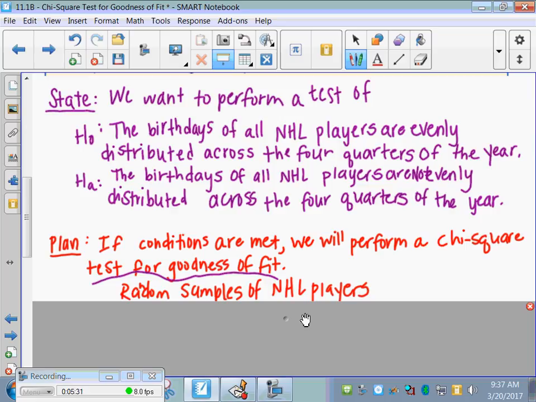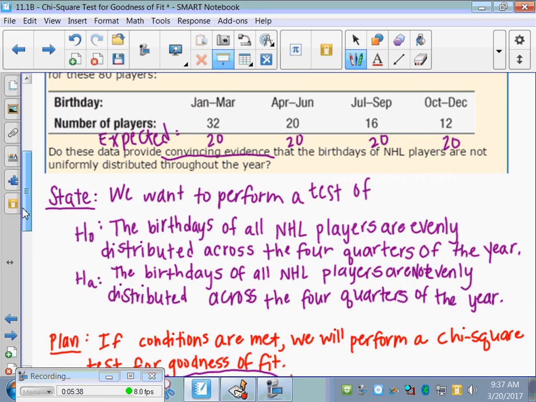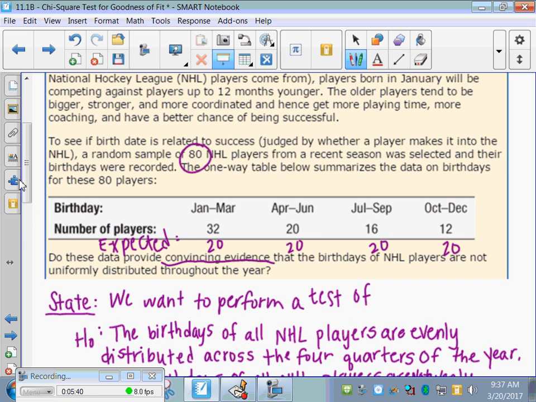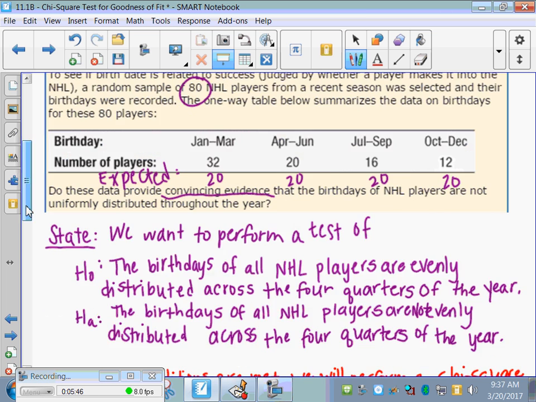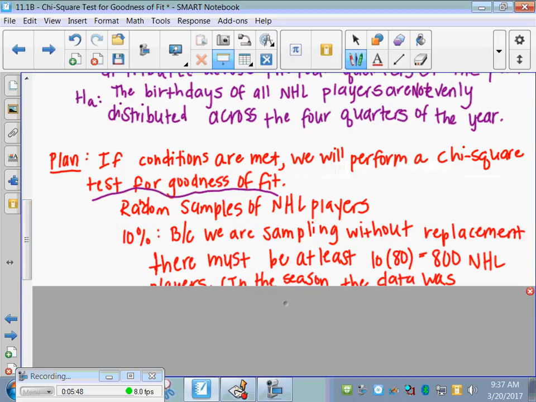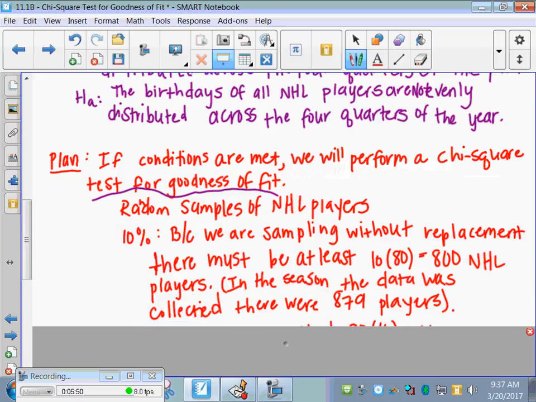Random samples, yep, we have random samples of NHL players. For the 10% rule, David S., how many do we have in our sample? 80. That means we need at least how many NHL players that year? 800. Good. So for this one, we are sampling without replacement, so there has to be at least 800 NHL players. And in this season, they didn't tell us this in the problem, so that was nice of them later to tell us in the answer. There were 879 players, so I guess we're good to go with the NHL League.